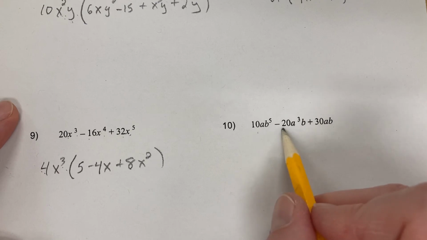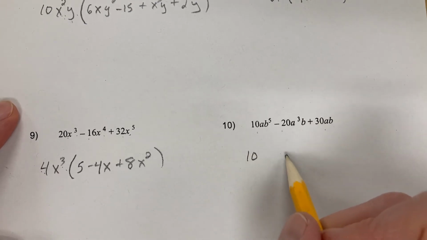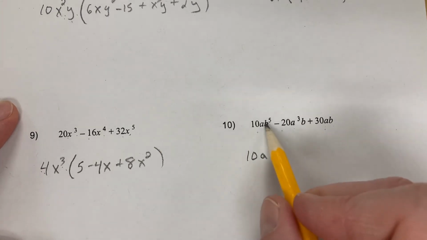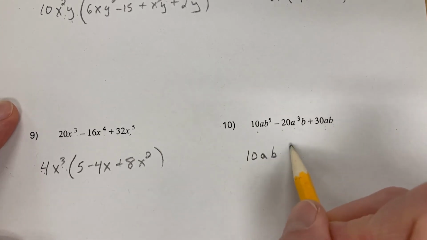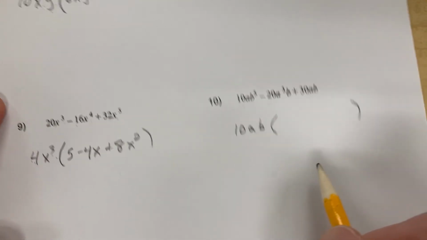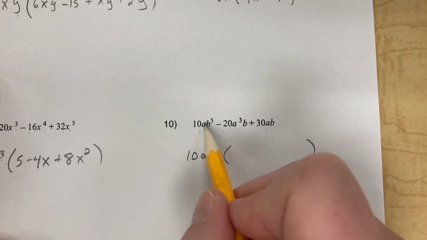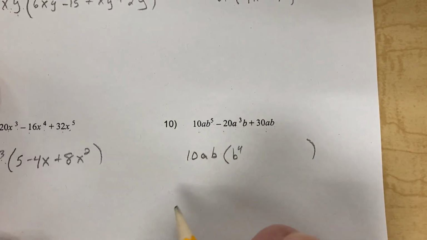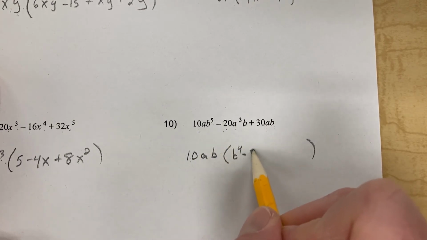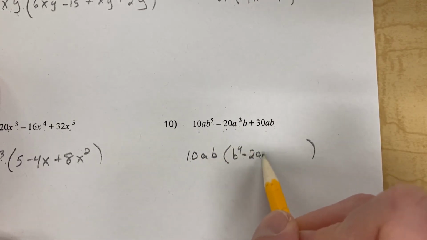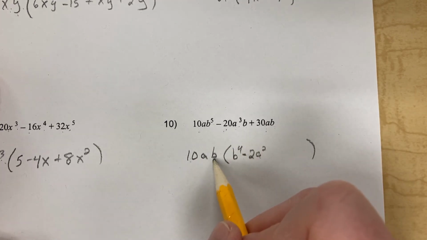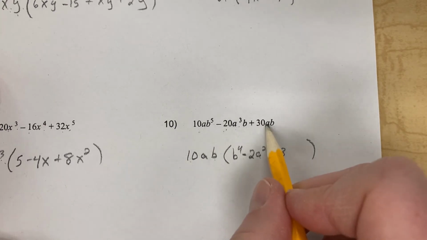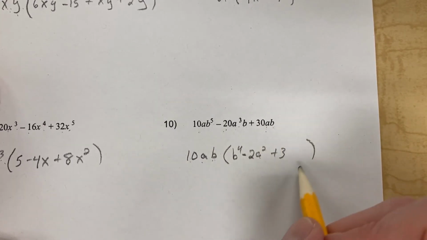And then our final one here, 10, 20, 30. 10 divides evenly into all of them. There's 1 a, 3 a's, 1 a, so there's at least 1 a there. And 5 b's, 1 b, 1 b, there's at least 1 b there. So we're going to take a 10ab out. All right? So 10 divided by 10 is 1. There were 5 b's, 1 got taken out, so there are 4 b's left over. Negative 20 divided by 10 is negative 2. Had 3 a's, took 1 out, so there's 2 a's left over. Had a b, it got pulled out, so that's it. 30 divided by 10 is positive 3. We had an a and a b, but both of those got pulled out, so that's it right there.